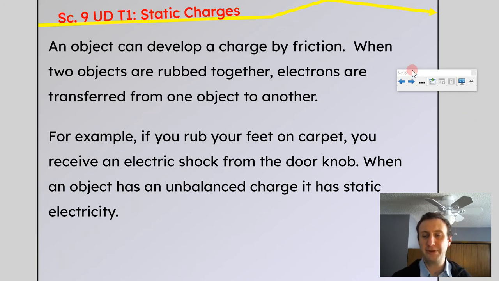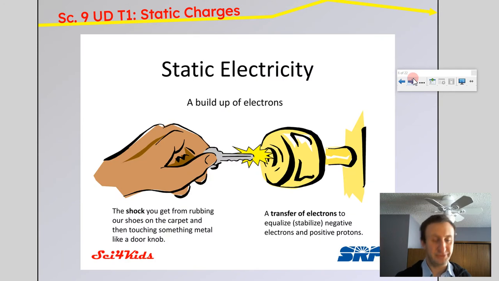So as soon as we have an unbalance of charge, we have static electricity. Here's a diagram or a picture, the good old doorknob and key giving a static shock. And this is due to buildup of electrons. So because of the friction, electrons are being rubbed off of the carpet and they build up within you. And then as soon as you touch something metal like a doorknob, those electrons move through your hand to the key to the doorknob.